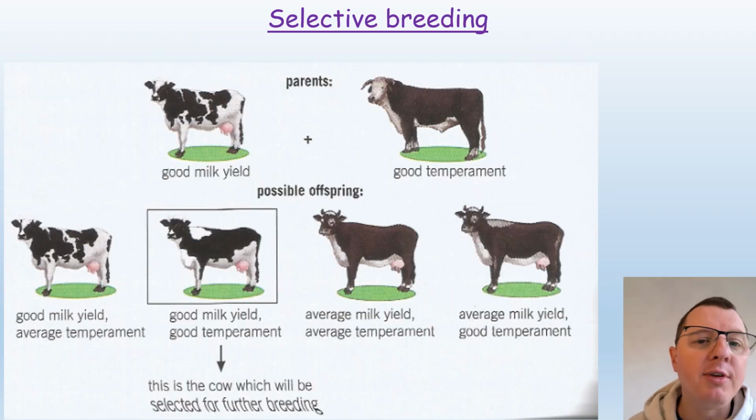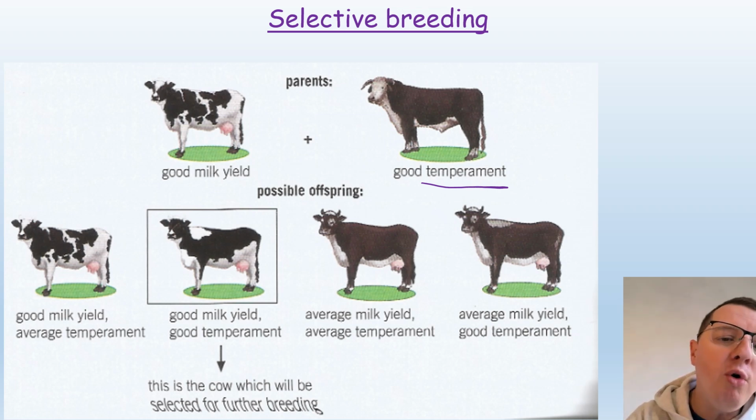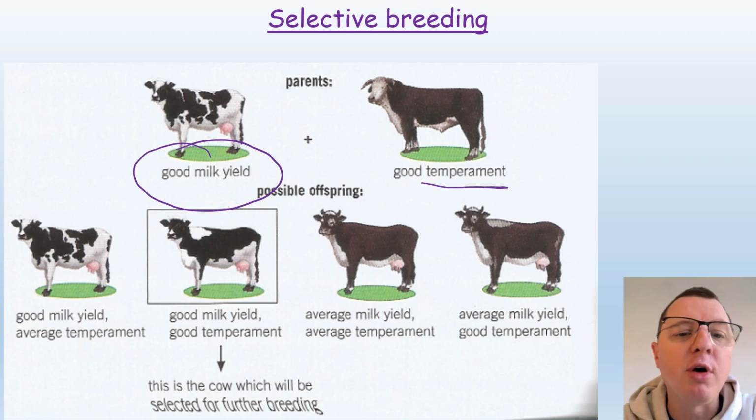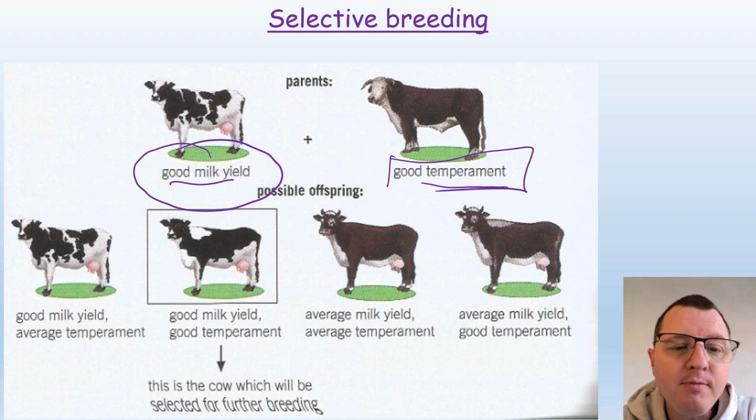Let's take a look at this in a little bit more detail. You might be a farmer working with cows, and you want your cows to have a good temperament. That means they're not aggressive, they're easy to control, easy to work with. But you also want your cows to be able to produce a good milk yield. Well, you may take one of your cows which produces a good milk yield and a bull which has a good temperament and is easy to work with, and you may allow them to breed.